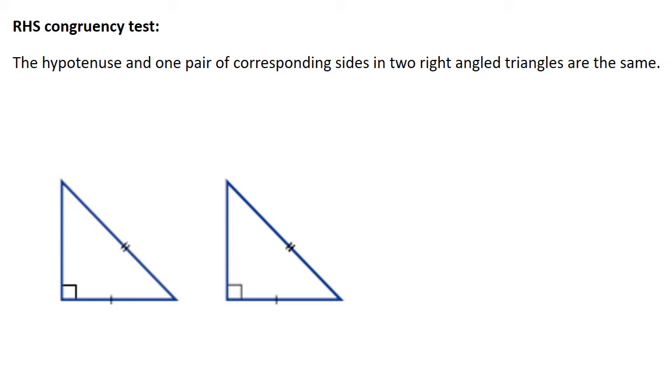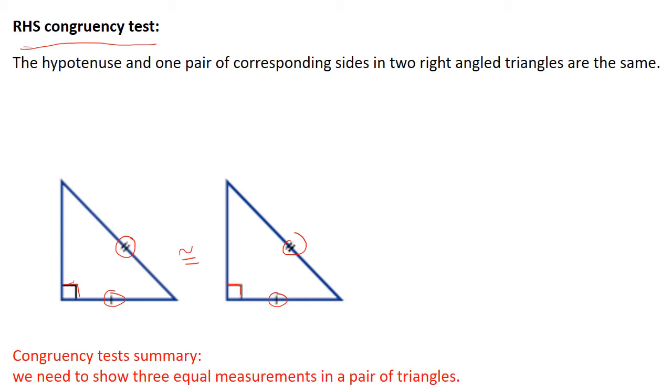And finally, we've got our RHS congruency test. RHS means that it's a right angle triangle. So we've got two right angle triangles, and the hypotenuse is the same length, and also a shorter side is the same in both triangles. So RHS: the hypotenuse and one pair of corresponding sides in two right angle triangles are the same. So we could say that these two triangles are congruent. In summary, for congruency tests, we need to show three equal measurements in a pair of triangles.